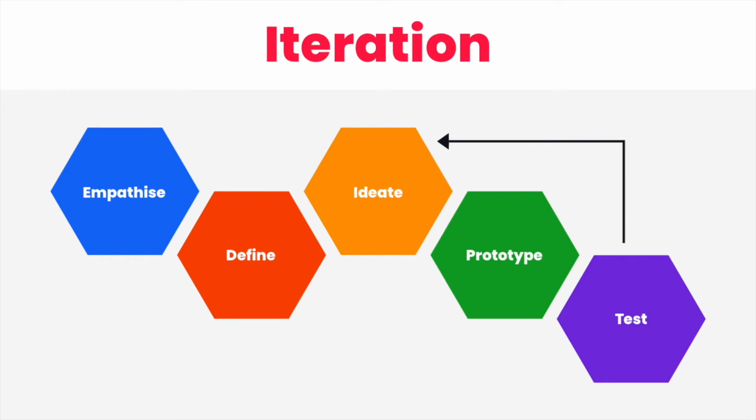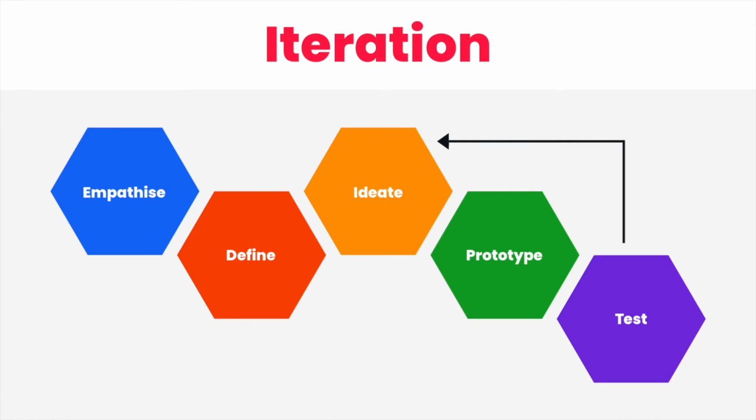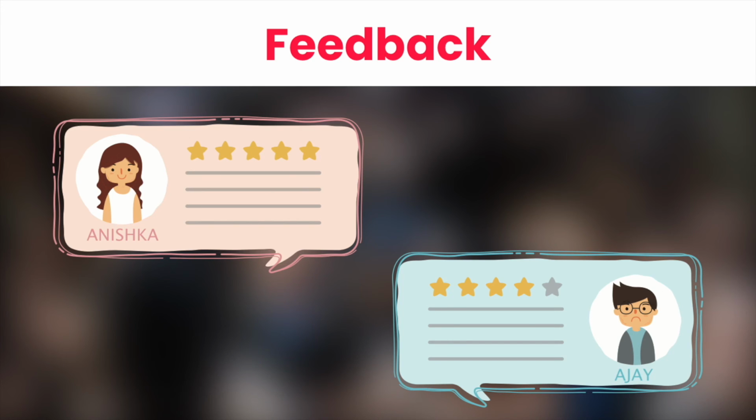So for that, we have to go back to ideate and change the product to make the possible improvements that we have. And then we have to test with our users again. This process keeps repeating like this. We keep testing our product with the users and get valuable feedback from the users. Through that, we improve our product and make it further better.